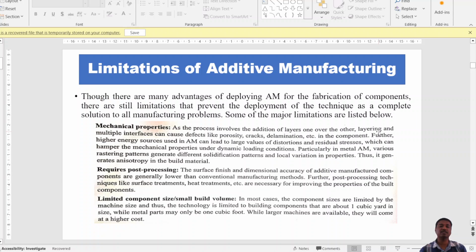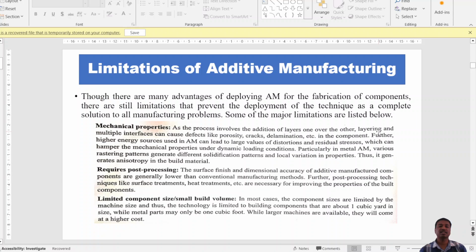Next one is that it requires post processing. The surface finish and dimensional accuracy of additive manufacturing components are generally lower than conventional manufacturing methods. Further, post-processing techniques like surface treatments, heat treatments, etc. are necessary for improving the properties of the built component.